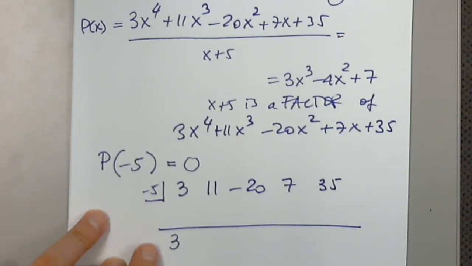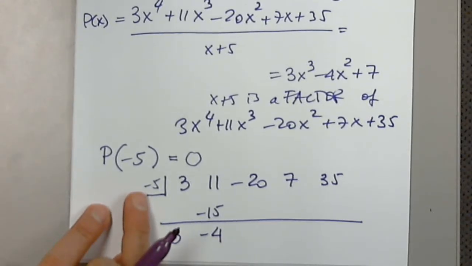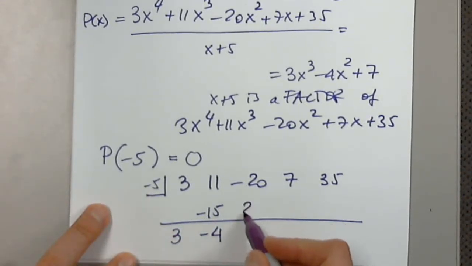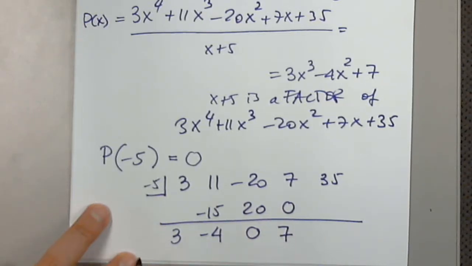And then we multiply negative 5 by 3 and we get negative 15. And then we get negative 15 plus 11, which is negative 4. And then negative 5 times negative 4 is positive 20. And then I get 0 here. And then you get negative 5 times 0 is 0. 7 plus 0 is 7. And negative 5 times 7 is negative 35. I have to get the same remainder.